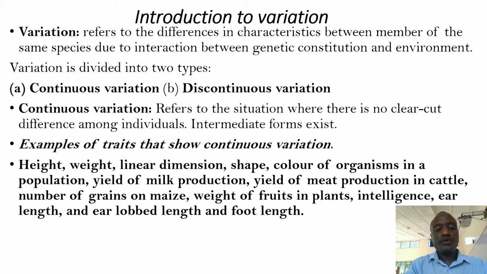Again, you have some examples of continuous variation. Height in animals, height in human beings. So some are tall, others are short, but a big number of people you could find have the same height. Weight, same, because when you stand on a balance machine, you could find a big number of variation here. There's no clear-cut difference in terms of weight, linear dimension, shape, color of organisms in a population, yield of milk production in animals, yield of meat production in cattle, number of grains on maize, weight of fruits in plants, intelligence, ear lengths, ear lobe lengths, and foot lengths. So basically all these examples in every population could show continuous variation, where you could find that there's no clear-cut difference among individuals within a population.